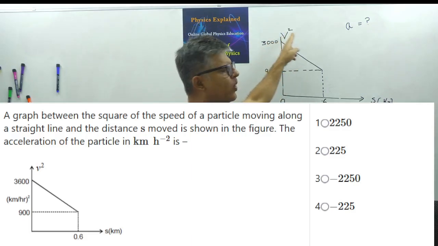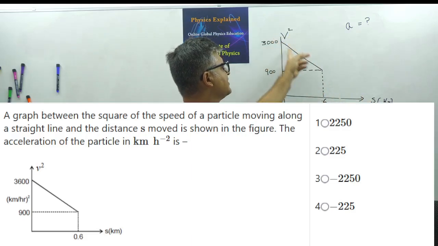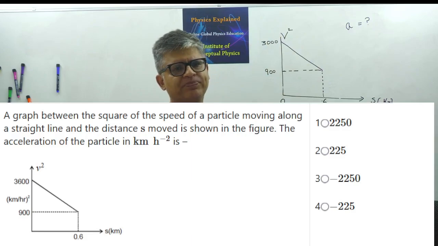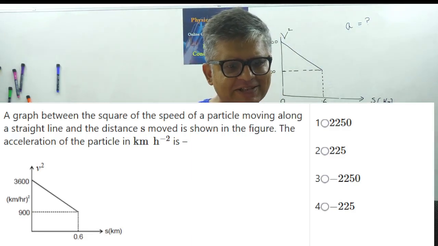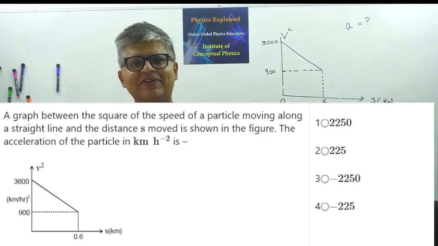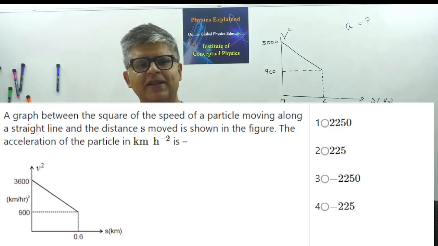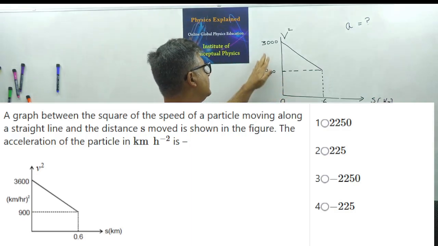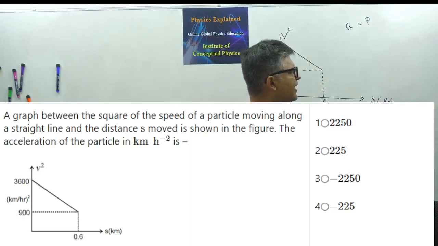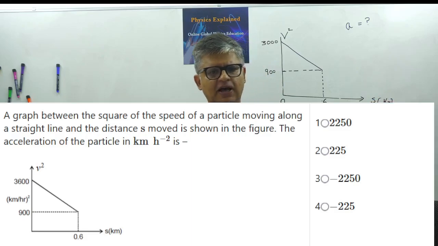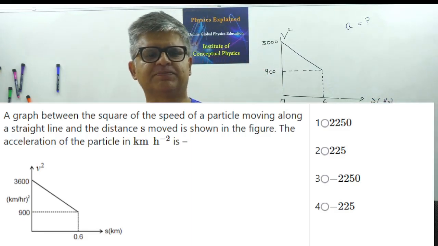It's a velocity square versus distance graph, right? The values are given. It's a straight line graph with a negative slope. If you read the question very carefully, there is no mention of whether the motion is uniform or non-uniform, nothing is mentioned, right? It's only given that the y-axis is v square, and the x-axis is distance in kilometers. I hope you have read the question. We are supposed to find the acceleration of this body.